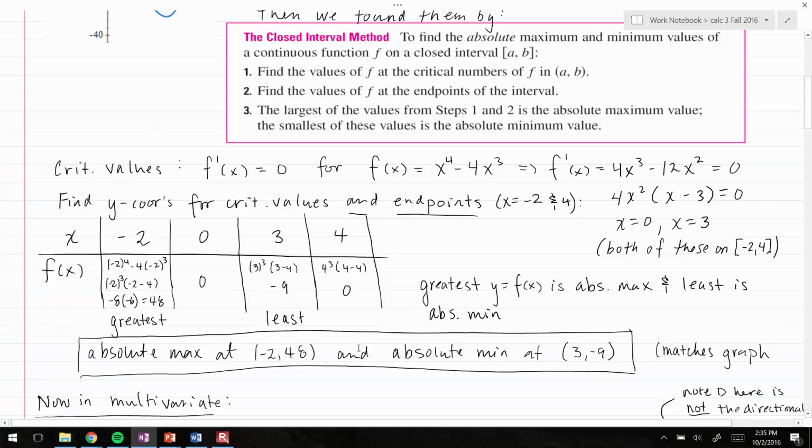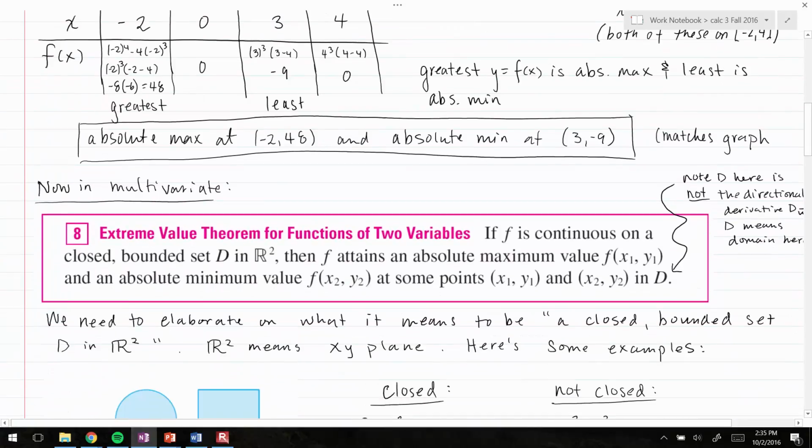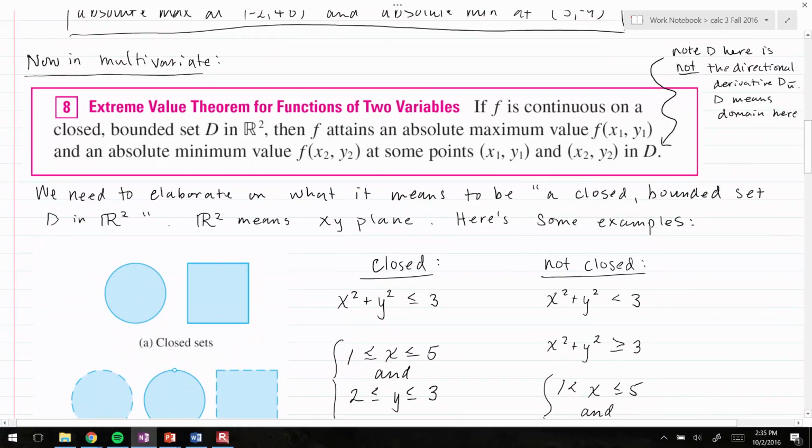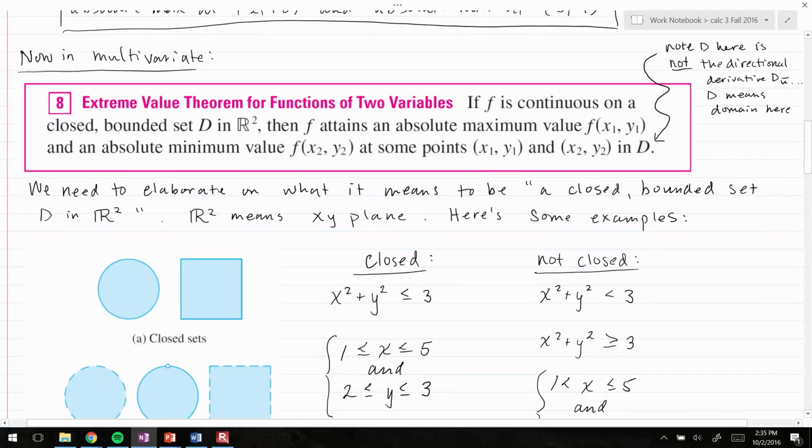Good to have that fresh in your head, because now it's going to get more complicated, but it has the same general idea. So here we go. In multivariate, we also have an extreme value theorem. If f is continuous on a closed bounded set D in R2, then f attains an absolute maximum value f of (x1, y1), and an absolute minimum value f of (x2, y2) at some points in D.